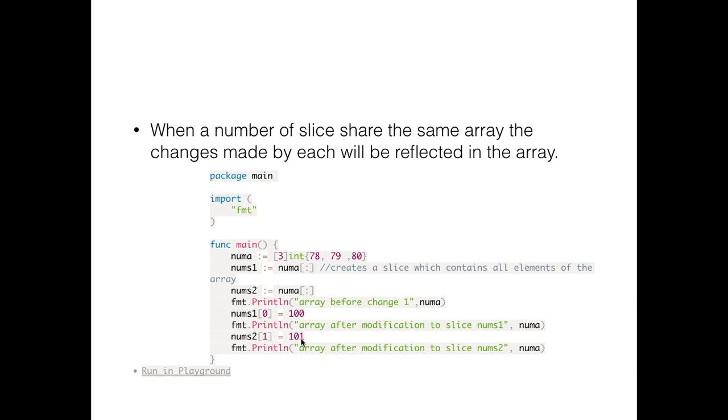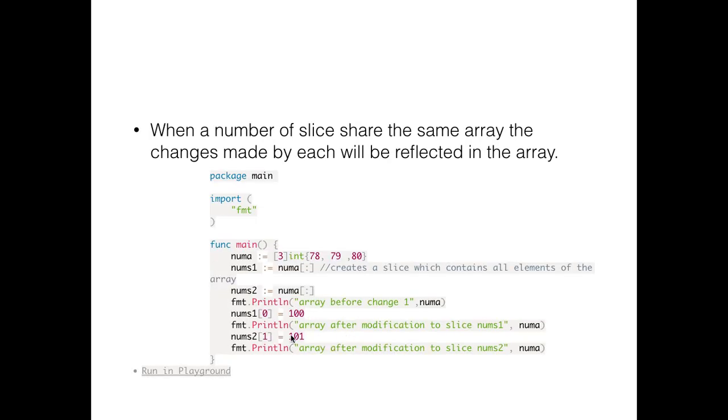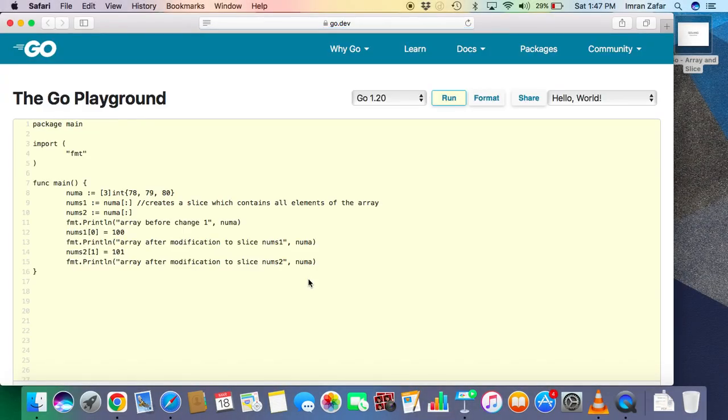So slice 1 is changing the array's 0 index to 100, and slice 2 is changing the 1st index of the array to 101. So if you print these values, you can see that these two changes will be affecting the array as well. So let's run this in the playground and have a look.